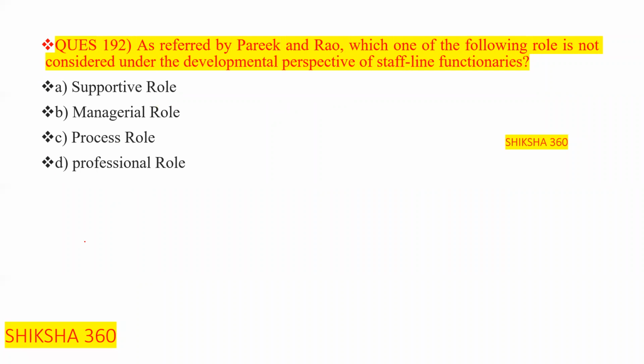Which one of the following roles is not considered under the developmental perspective of staff line functionaries? Option A is sportive role, B is managerial role, C is process role, D is professional role. So what is the correct answer?